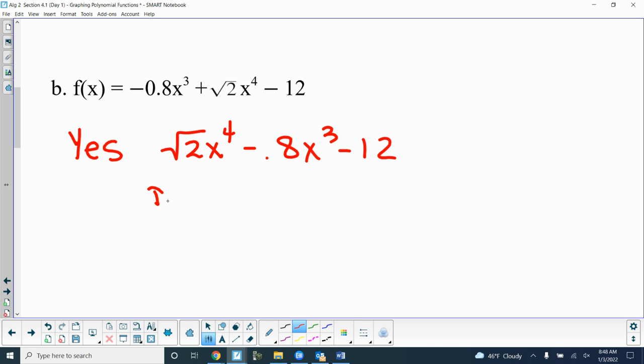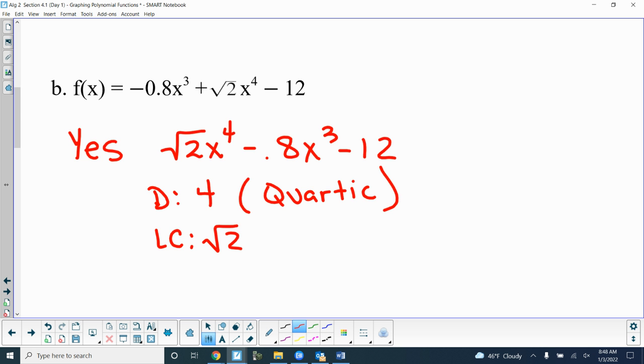So what's the degree? 4. I heard someone say the name. What is it? Quartic. Good. And what's the leading coefficient? The square root of 2, right? That first coefficient is the leading coefficient once you have it in standard form. Any questions on leading coefficient, degree, standard form?